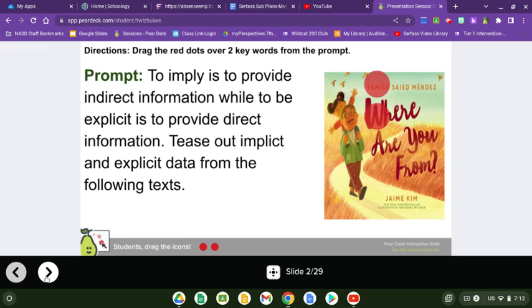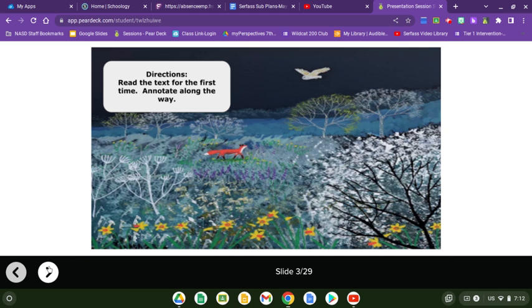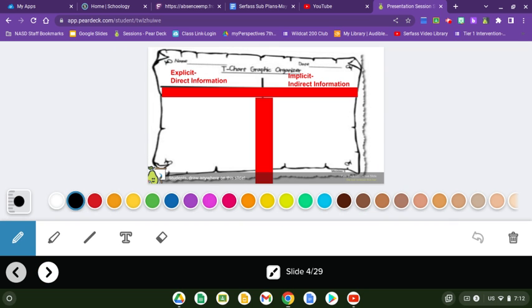So to imply is to provide indirect information, while to be explicit is to provide direct information. Tease out implicit and explicit data from the following text, right? It seems to me that the word implicit is going to play a big role here and explicit is going to play a big role here. Ooh, there's that beautiful picture again. Look, Fox, look, an owl. So explicit, direct information, implicit, indirect information, right?